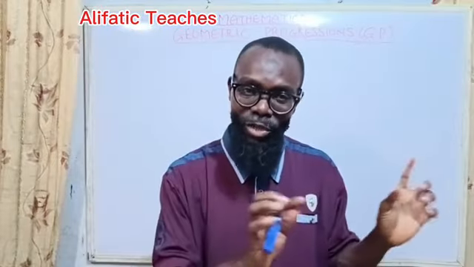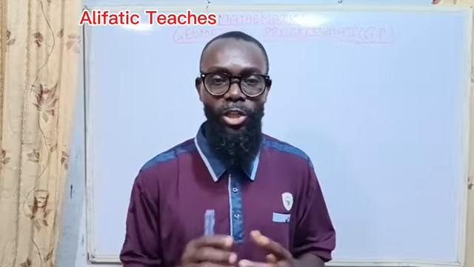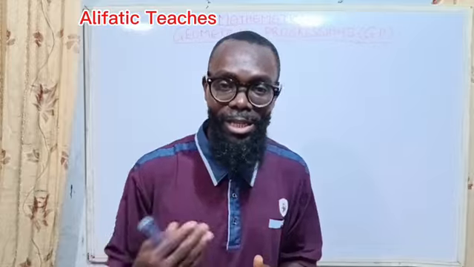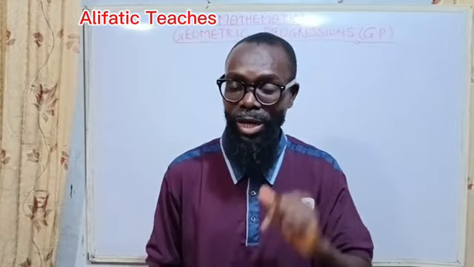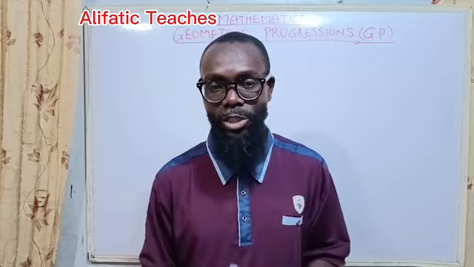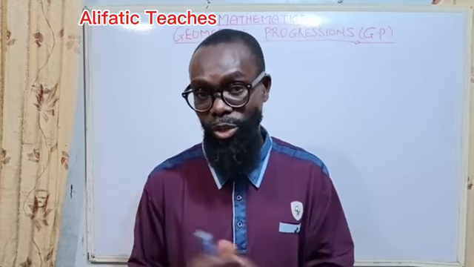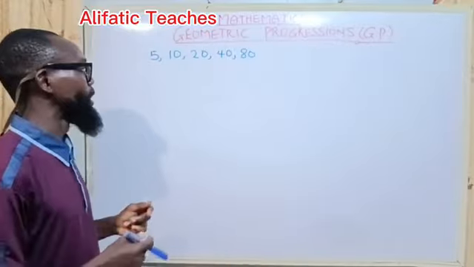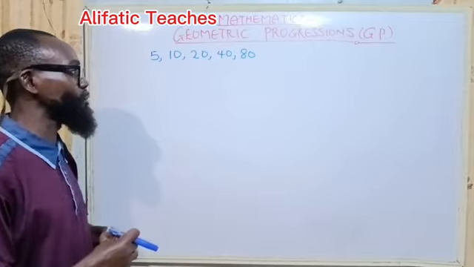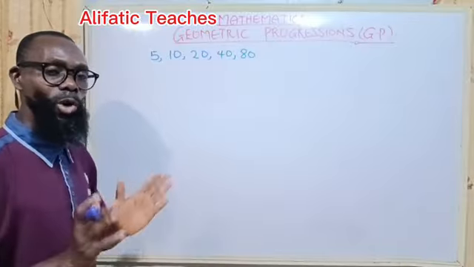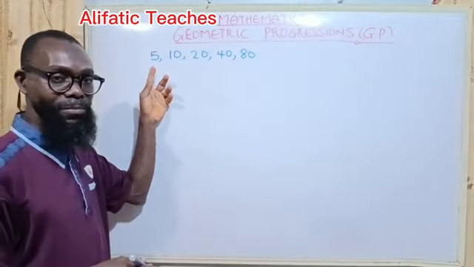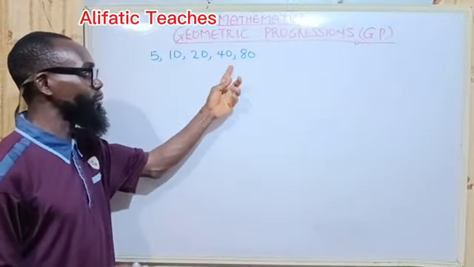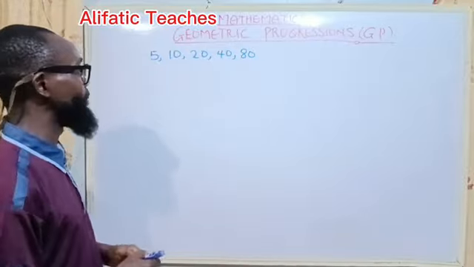The word geometric progression simply refers to a sequence in which each of the preceding terms is gotten by either multiplying or dividing by a common factor. Sometimes geometric progression could be referred to as a quotient. In what way? Let's assume we have this sequence 5, 10, 20, 40, and 80. Now, we all know from our previous classes that this 5 is called the first term, this is the second term, third term, fourth term, and the fifth term.